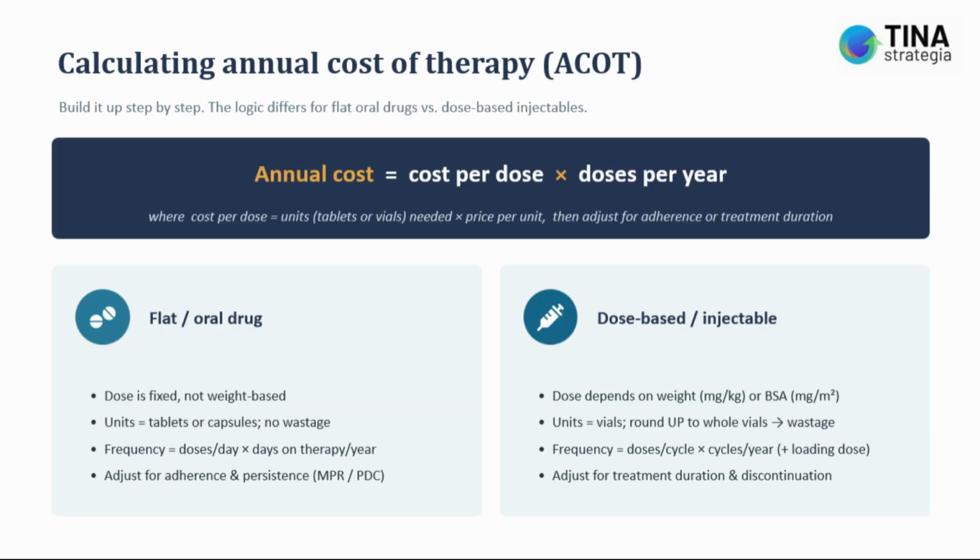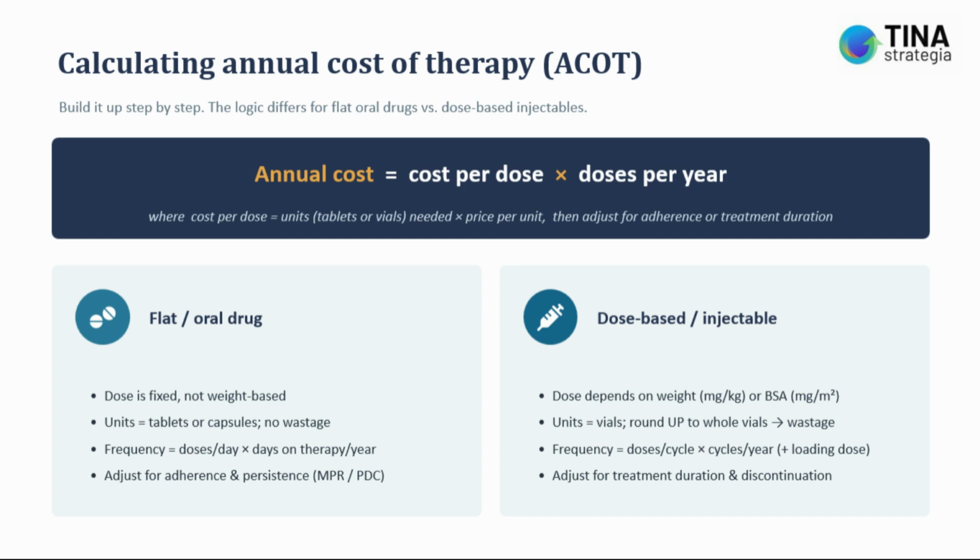So now let's get practical. One of the most common things you'll be asked to calculate is the annual cost of therapy. We'll call it ACOT for short. In plain terms, what does it cost to treat one patient with this drug for 1 year? This number is the bridge between one dose and a full forecast, so it's worth learning to build carefully.